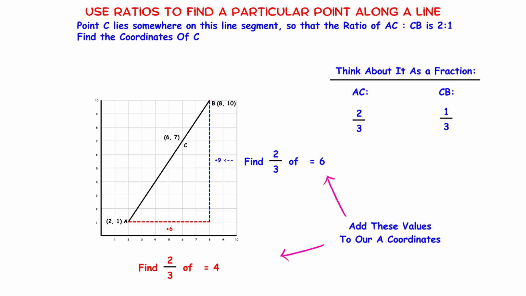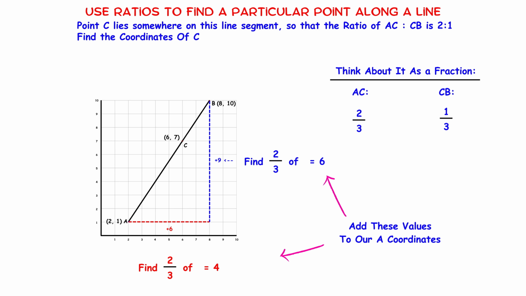Then, because we know that C is 2/3 of the way between A and B, we just need to find 2/3 of the change in X and 2/3 of the change in Y, because that would tell us how far we need to move along the X-axis and up the Y-axis to get from A to C. So, for the X-axis, let's do 2/3 of 6, which is 4, and for the Y-axis we'll do 2/3 of 9, which is 6. Then all we're going to have to do is add these values to our point of coordinates, and that should give us the coordinates of C.